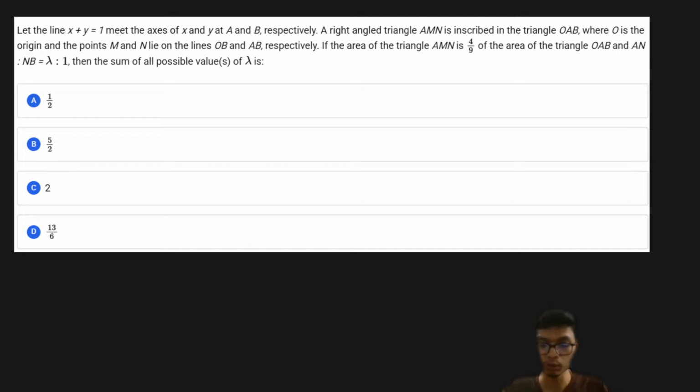If you go through the problem, you will understand that this question is talking about a particular equation of a line given as x plus y is equal to 1. So let us try to draw.